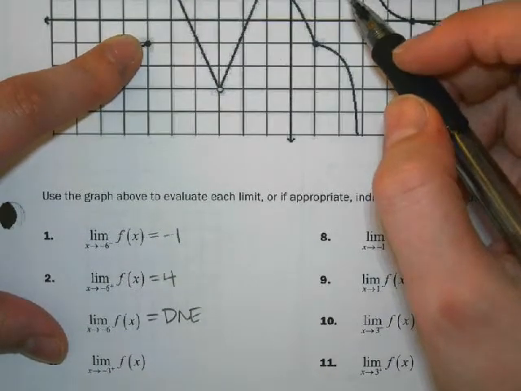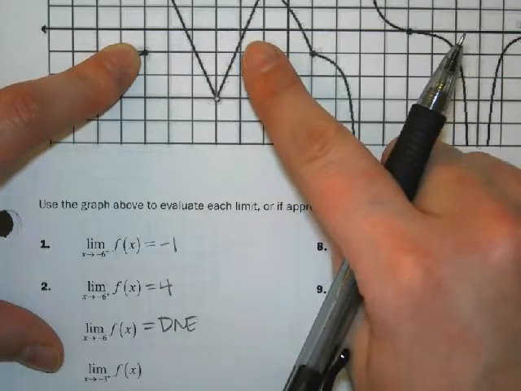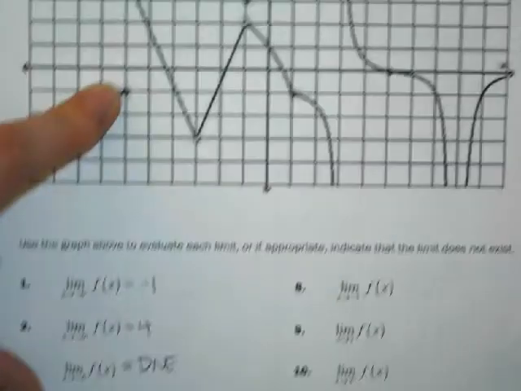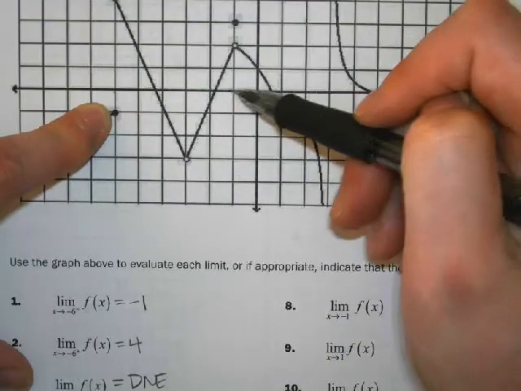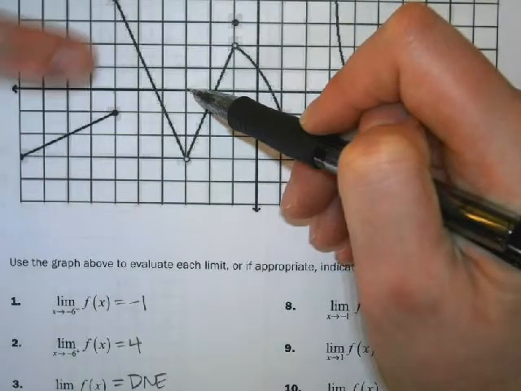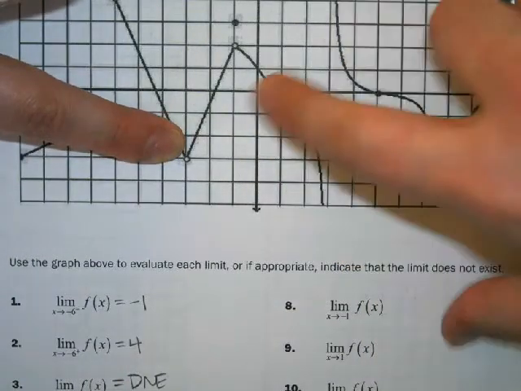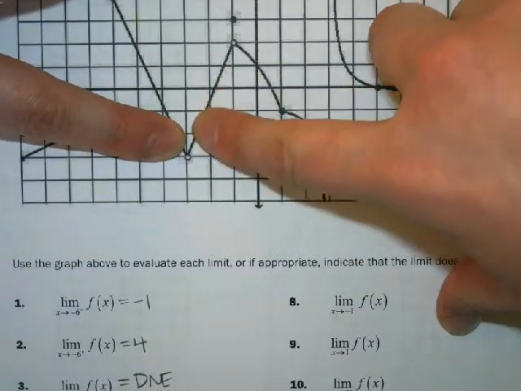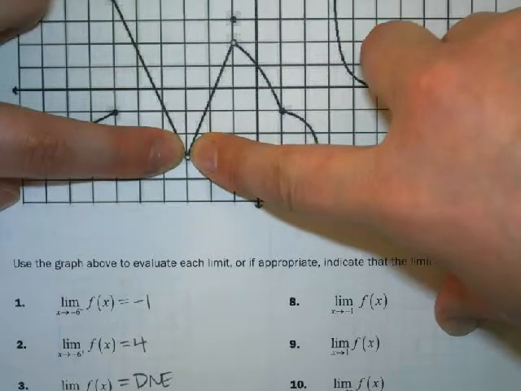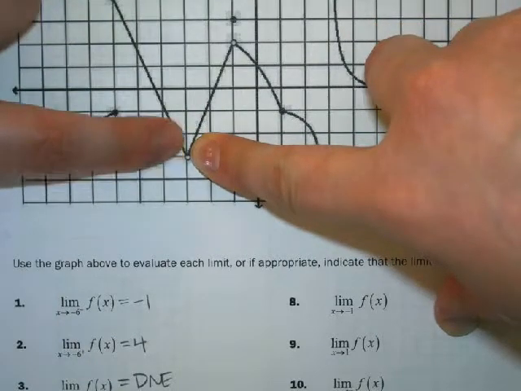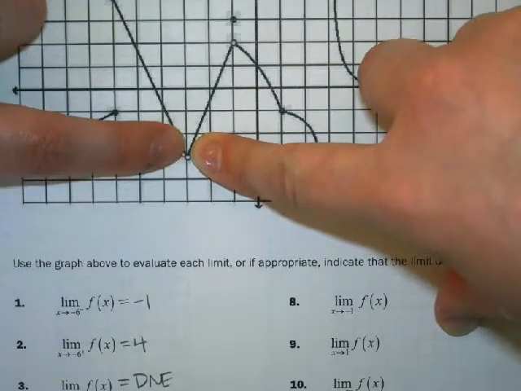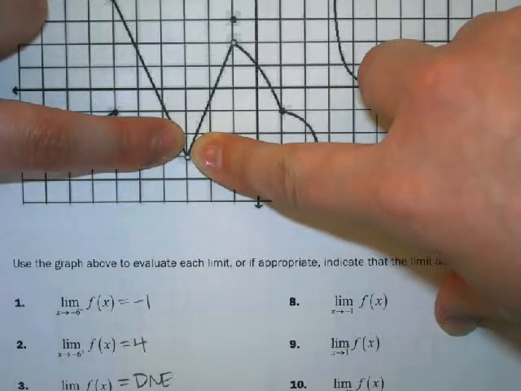The next one says the limit as x goes to -3. So we're going to look 1, 2, 3. So I have my left finger coming at -3 from the left side. I have my right finger coming at -3 from the right side. All right. So on the left side, here's the left side. What y coordinate is my finger close to?